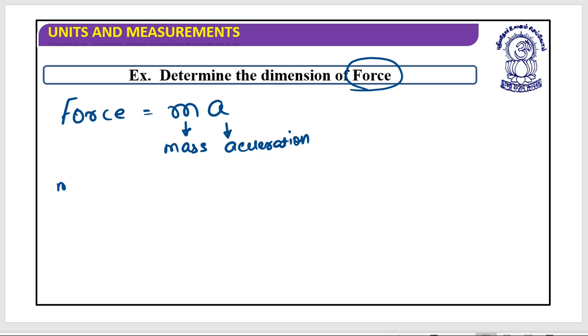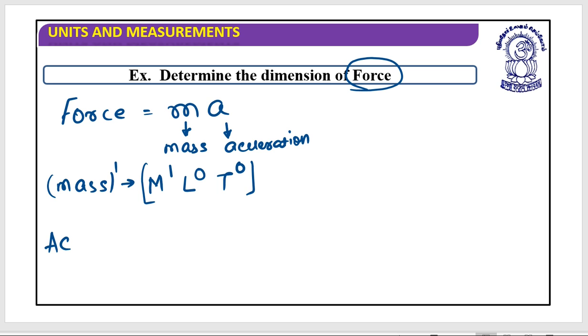Now what are the dimensions of mass? We know that it is mass to the power 1, so this is m to the power 1. It does not have length, so this is l to the power 0. It does not have time, so this is t to the power 0. Clear? So for mass, this is m1 l0 t0.